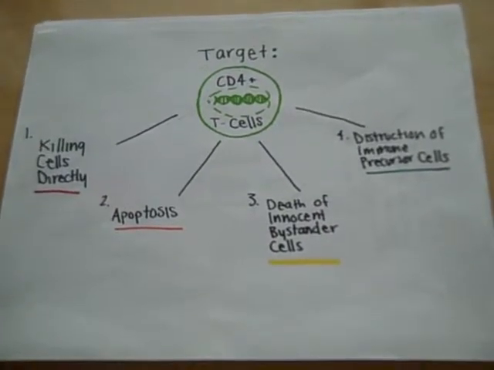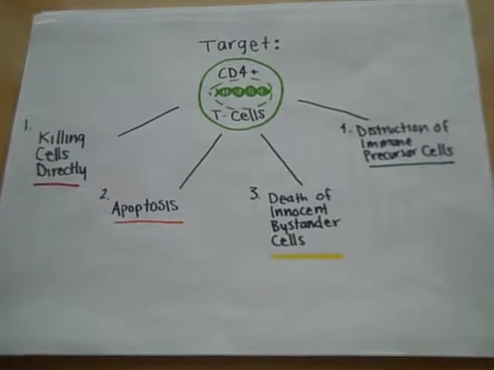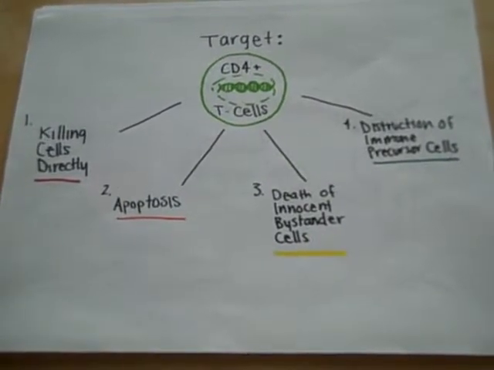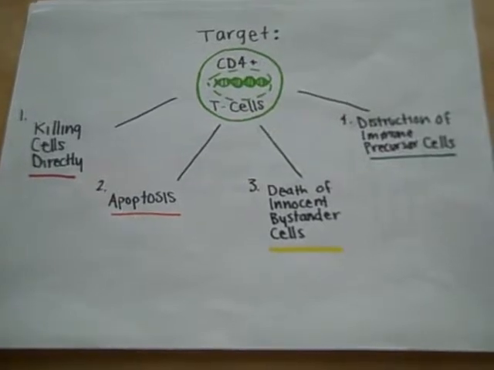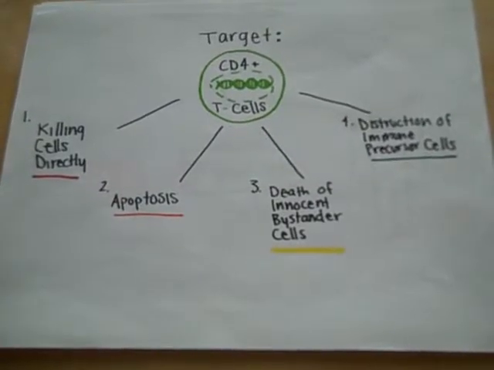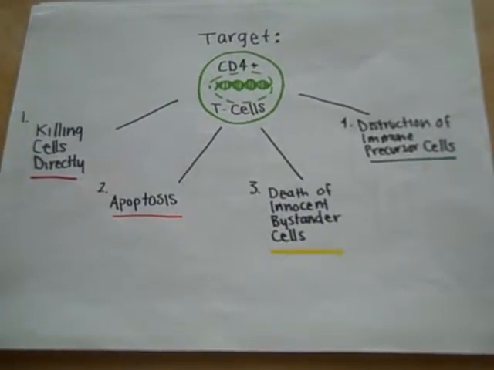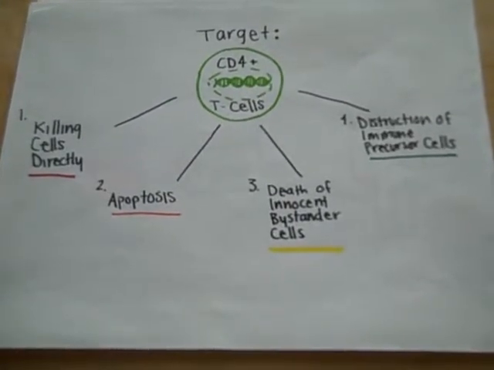HIV attacks the immune system by destroying CD4-positive T cells, a type of white blood cell that is vital to fighting off infection. HIV is also known to damage the bone marrow and the thymus, which are needed in the development of precursor cells. HIV destroys CD4-positive T cells in multiple different ways.